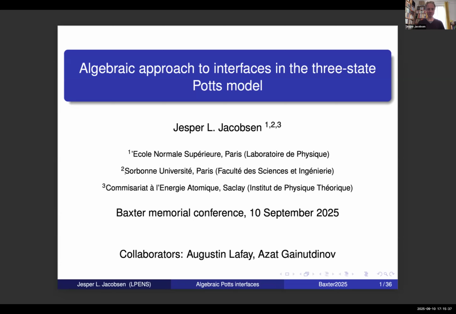So today I'm going to talk about an algebraic approach to interfaces in the three-state Potts model. It's work done in collaboration with Augustin Lafay, currently in Helsinki in Finland at Aalto University, and Azat Gainutdinov, who is in Tours in France. And more lately, we have also started collaborating with Johan Lee, a joint thesis student on this subject.